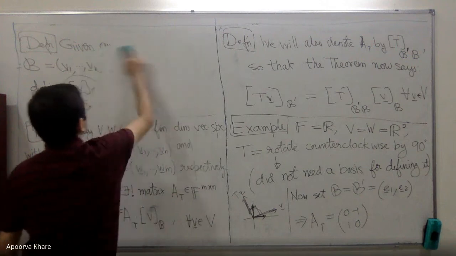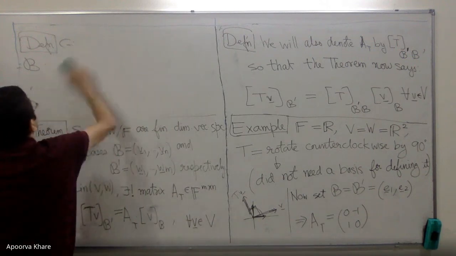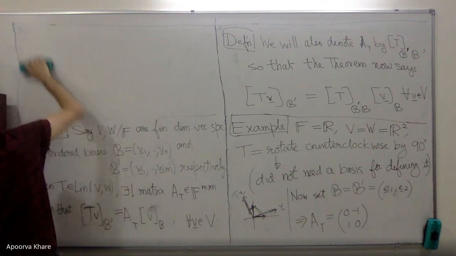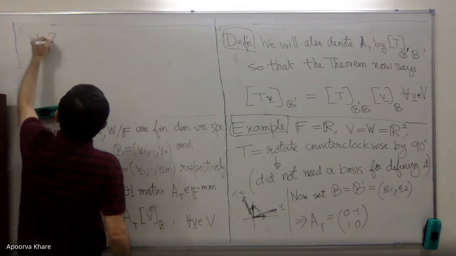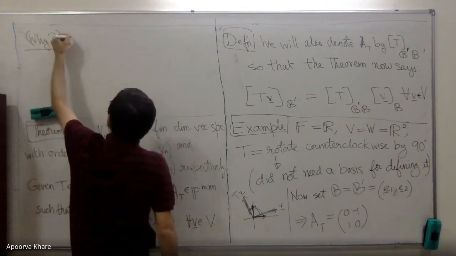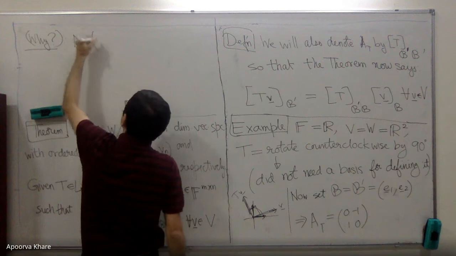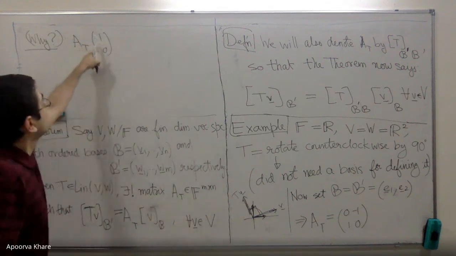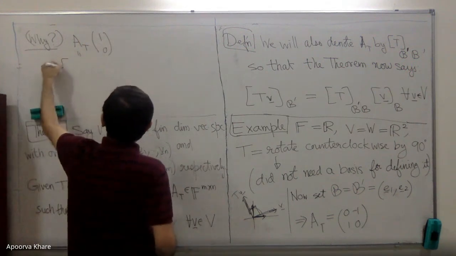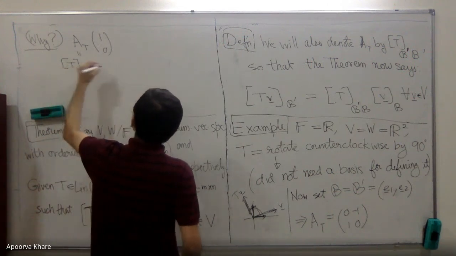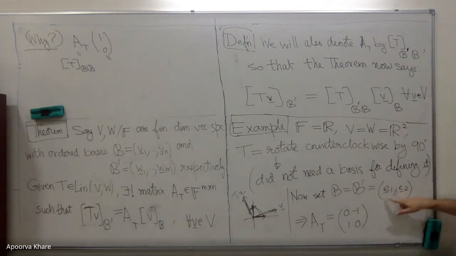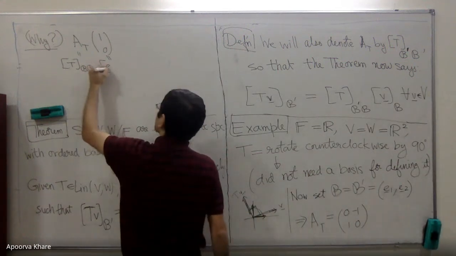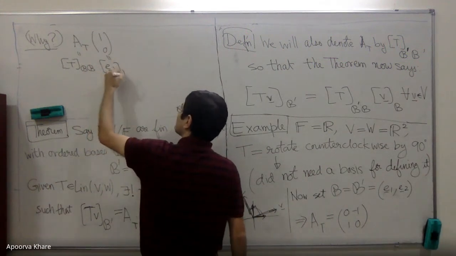We are claiming that this is true, so let us check that it is. Indeed. Why? So let's look at AT acting on 1, 0. AT is supposed to be the matrix P with respect to B and B. 1, 0 is supposed to be the coordinates of some vector in the plane with respect to this basis, so 1 times E1 plus 0 times E2.